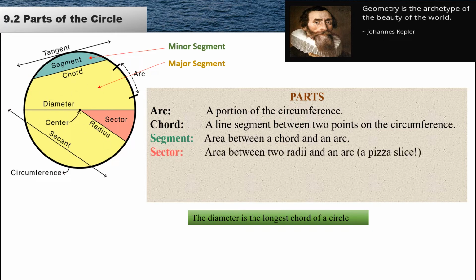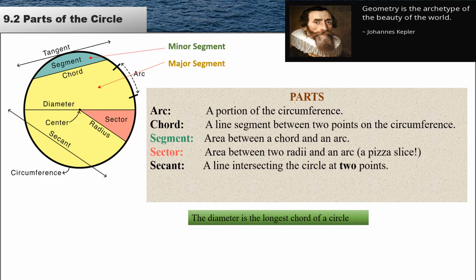And next we have the sector, which is just a part of the segment, right? It's the area between two radii and an arc. So here's one radius, and this is another radius, and here's an arc. So that is what we call the sector. The best way to remember it is just to think of it as a pizza slice, right? That is what a sector is.